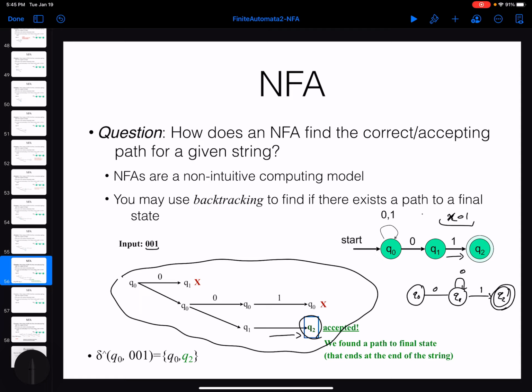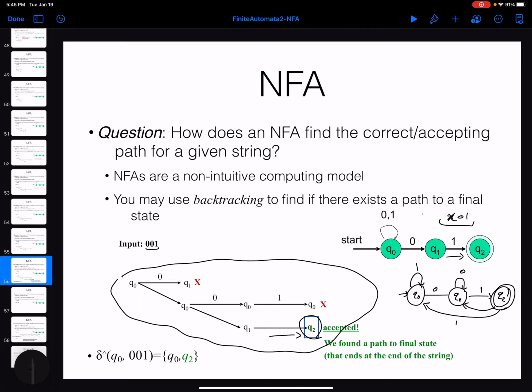If you see a 0, it goes back to here. If you see a 1, it goes back to here. If you see a 1, it will stay. Okay, this is going to be a DFA corresponding to the same language, which represents the same language.